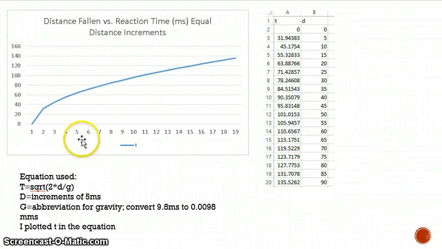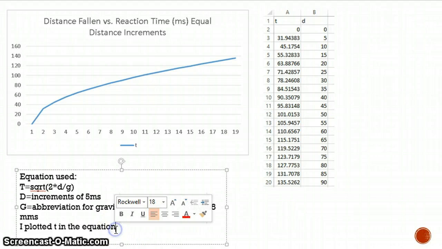For this one, I plugged in T and D. In this case, D was in equal increments of 5, so for each D I added 5 to it. T is equal to the square root of 2 times D, which is these D values, divided by the gravity, converted from 9.8 meters per second to 0.0098 millimeters per second, and I applied T in the graph.